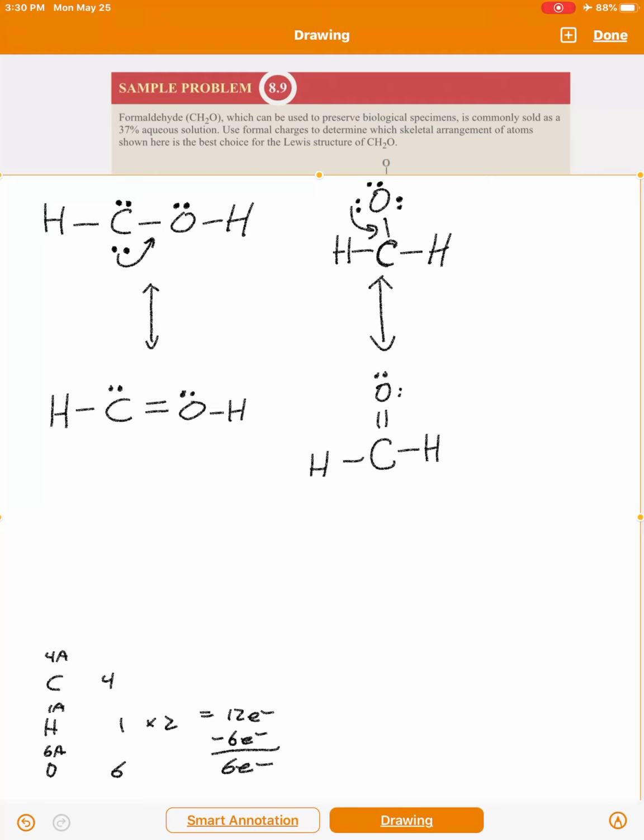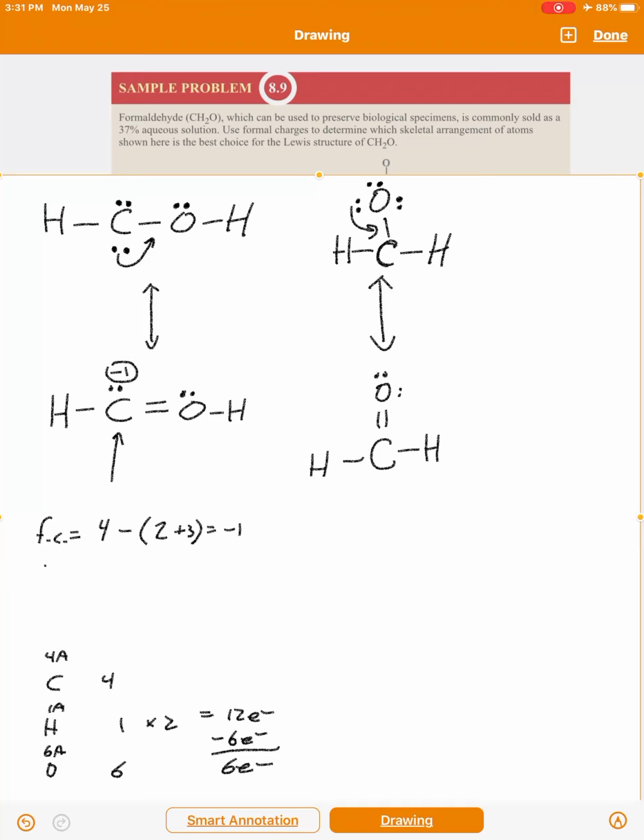Well, it turns out it's the one on the right, and the way that we'll tell is by doing formal charge calculations. So I'm going to do the carbon over here first. Carbon is in group 4A, so it has 4 valence electrons. The number of associated electrons would be 2 for the lone pair, and it has 3 bonds. So that's 4 minus 5, minus 1. So the carbon here is at minus 1.